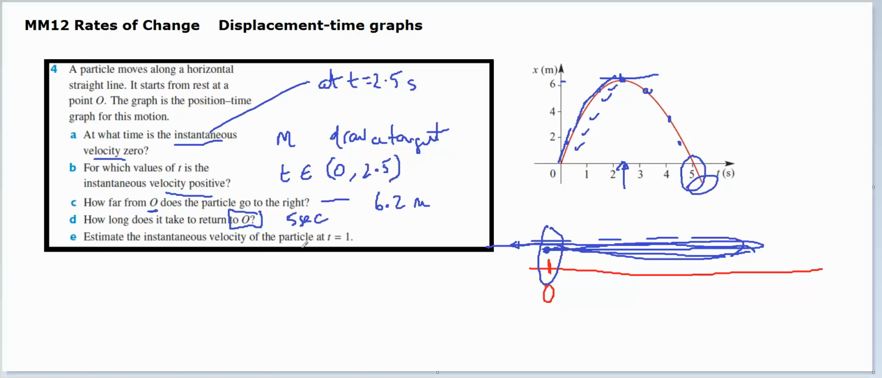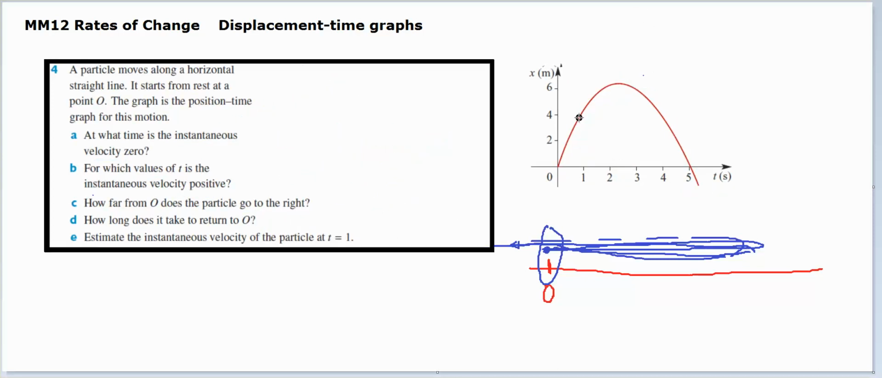And estimate the instantaneous velocity of the particle at t equals 1. Okay, so I need to draw a tangent. I might just clean up my screen. Okay, so 1 is around about there. So I need to attach a tangent at that point. That's pretty good. Okay, I'm going to use that as my tangent that I'm attaching at t equals 1.